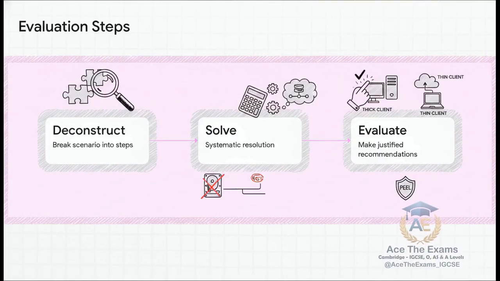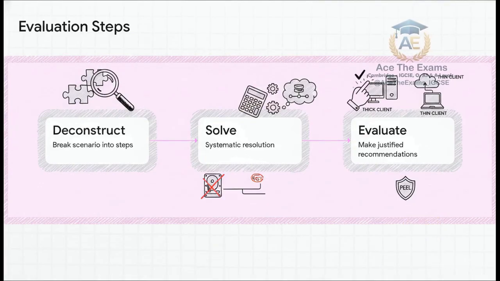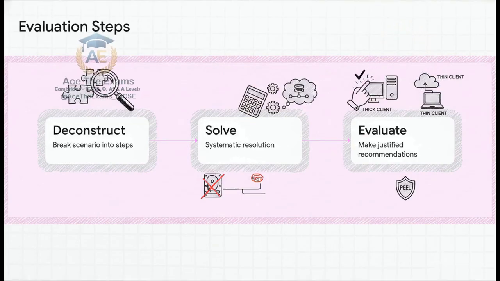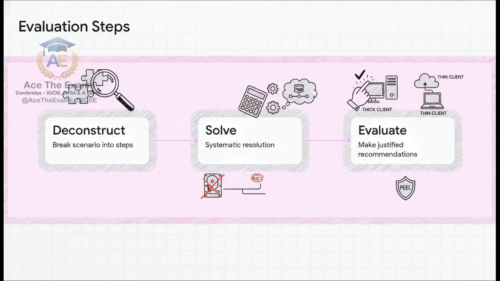So here is your ultimate sequence for those massive evaluation questions at the end of the paper. Number 1, deconstruct. Identify the given information and break the scenario into logical steps. What is the business trying to achieve? Number 2, solve. Systematically resolve the problem and do a reasonableness check. If your mental calculation says a small primary school needs 10 terabytes of bandwidth for 20 thin clients, your math is completely wrong. Check your logic. Number 3, evaluate. Make a justified recommendation. Do not sit on the fence. Pick an architecture and defend it fiercely with your Peel structure.